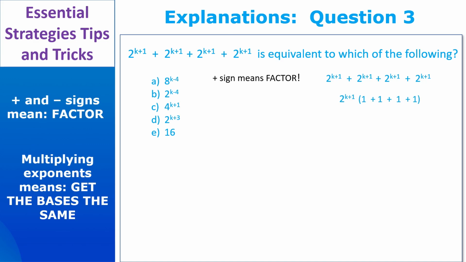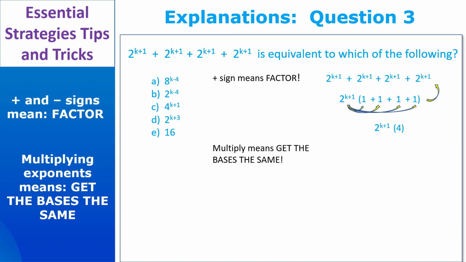Now we know we've done it right if we can multiply that 2 to the k plus 1 back through the parentheses and get back to our original statement. And we can, so that's perfect. All right, next step, let's just add the stuff inside the parentheses and we get 4. Now we're in the land of multiplying exponents. And when we multiply exponents, that always means get the bases the same.